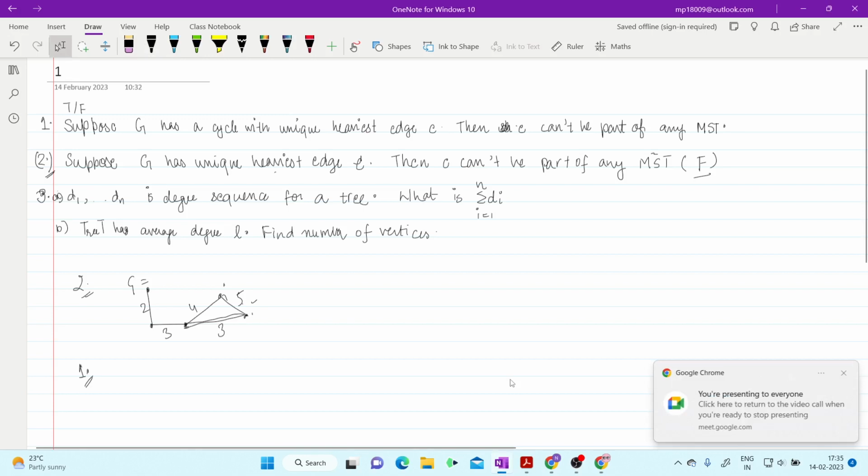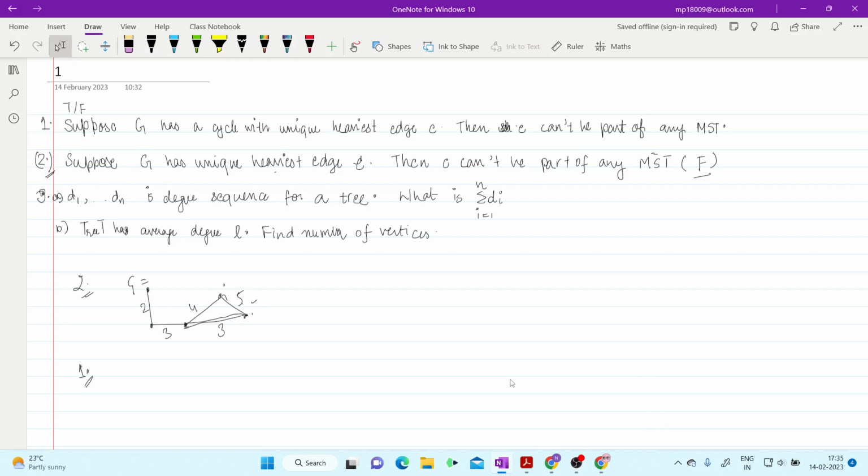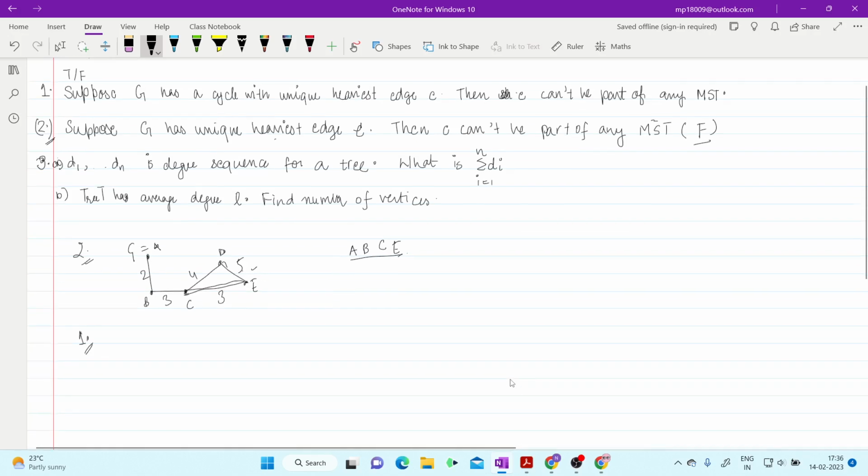Yes, in this particular example you can see that if we label these vertices A, B, C, D, E, we can have a minimal spanning tree A, B, C, E, which does not have the heaviest edge. But still we have to prove this. So we are claiming that this is true.